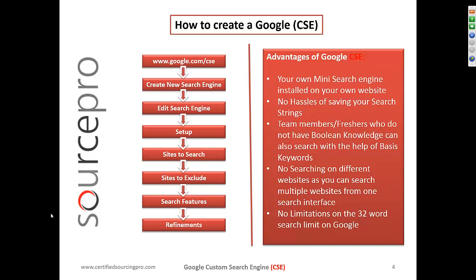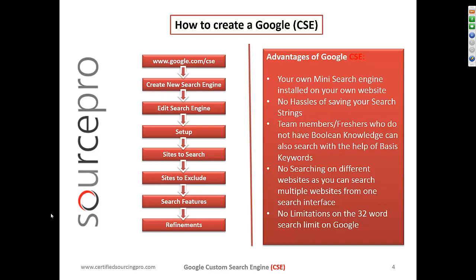Okay, now if you've got team members or freshers who do not have Boolean search knowledge, but you do, you can create your custom search engines, and then these people can go and search with basic keywords and get information from these custom search engines without knowing the entire Google modifiers, Google field commands, or basic Boolean operators.